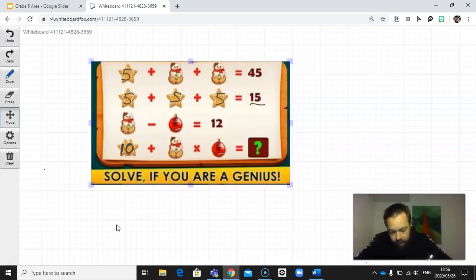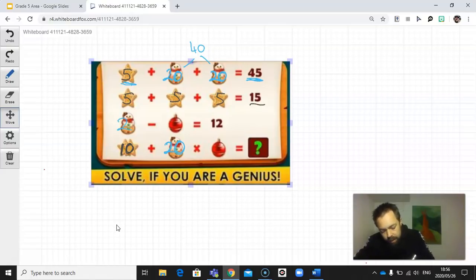So I have a total of 45 that I need to get to. I already have 5, which means I need to have another 40 if I want to get to 45. Because the snowmen are the same, I need to share 40 equally between the 2 of them, which means that my snowman is worth 20. So half of 40 is 20, and I can put that in now, which means that this is 20.